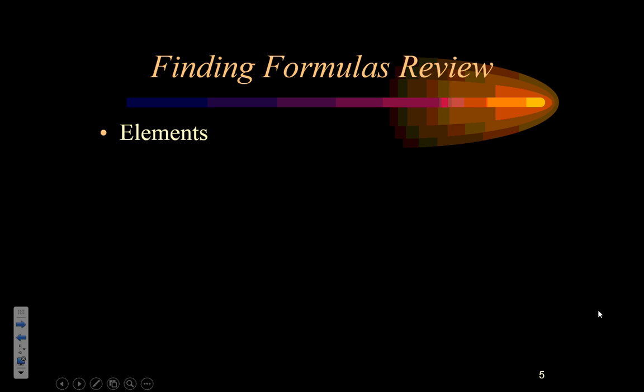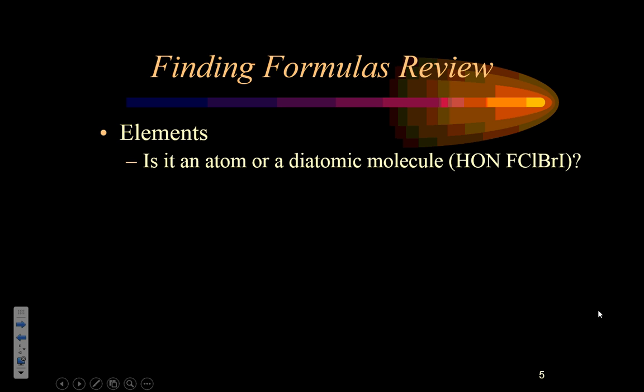And we're definitely going to do this later on in the chapter. So remember, elements, you have to ask yourself if it's a diatomic molecule. And remember, Hon Fickelbrei is one way to think about that. Hon, H-O-N, Fickelbrei, write down the halogen row: fluorine, chlorine, bromine, and iodine. Those 7 elements are always written as a diatomic. But if they're not one of those 7, we just write it as a single element.